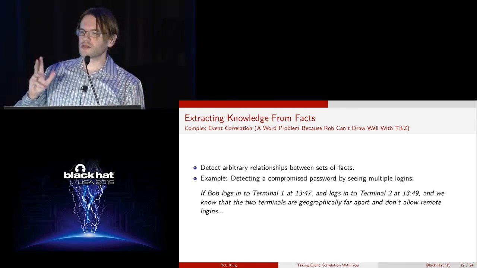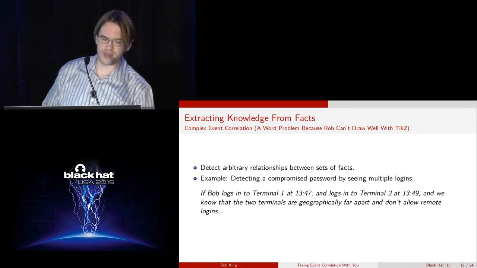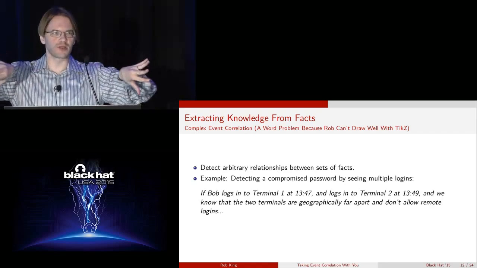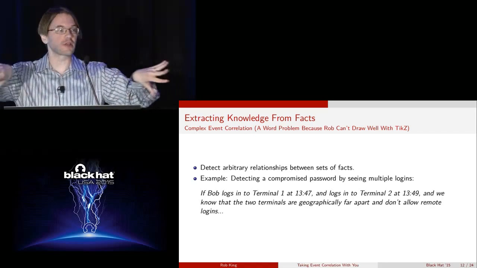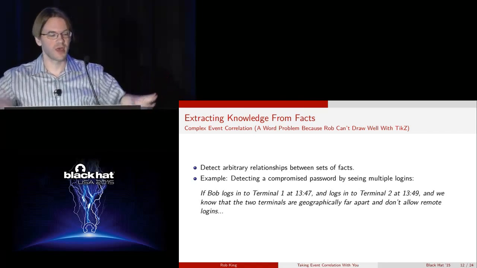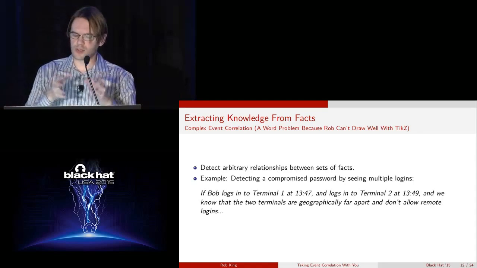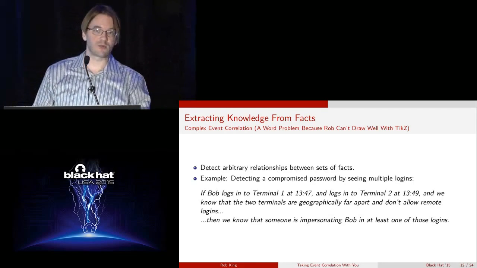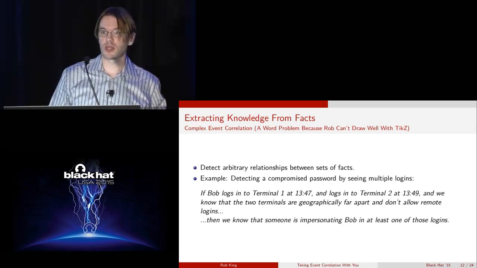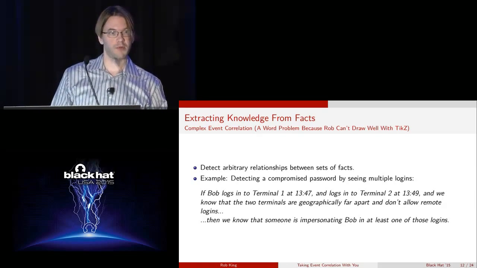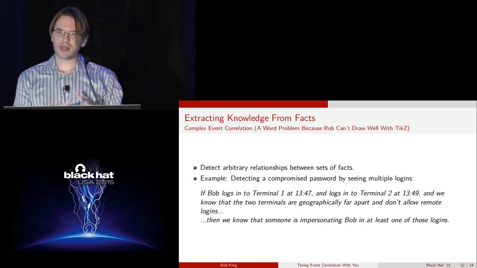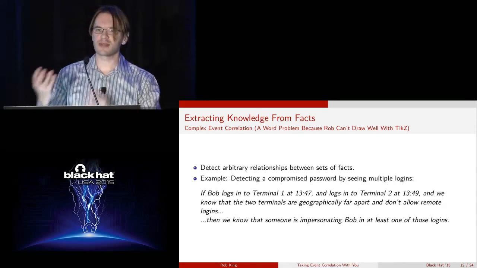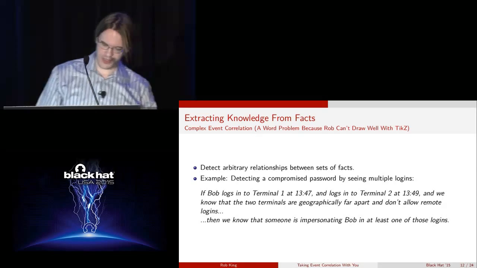So if Bob logs in to terminal 1 at 1:47 and then terminal 2 at 1:49, and we know that terminals 1 and 2 are geographically separated, right, in space, and he did it in such a short span of time, then we can conclude that at least one of those logins was impersonated, right? At least one of those logins was not Bob, okay? And so this is getting a little more complex. This isn't just looking at one event at a time or anything like that. It's actually looking at more complex things.